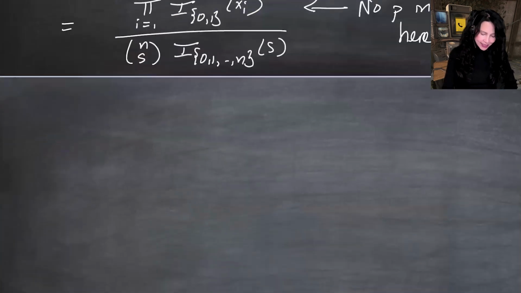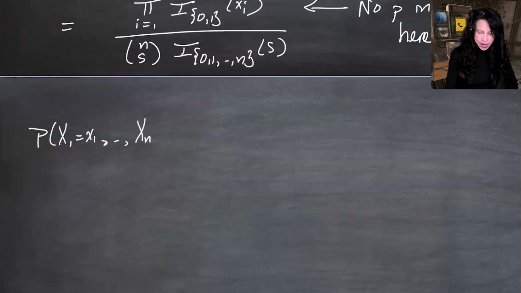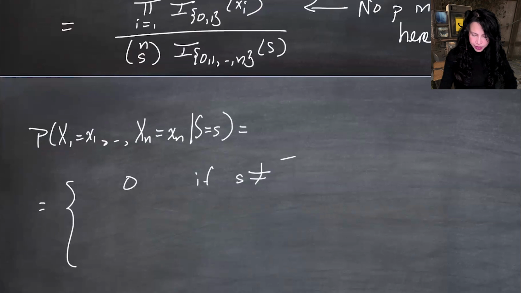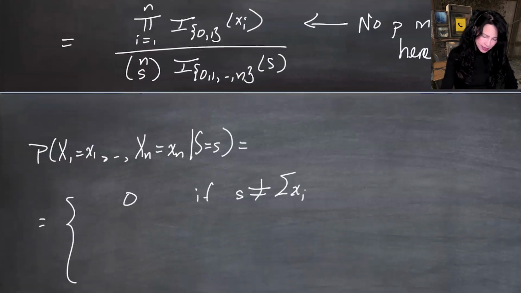So in conclusion, we looked at the probability that x1 equals little x1 out through xn equals little xn, given S equals little s, and we got 0 if little s does not equal the sum of the little x's, and then we got this thing. Let me copy and paste this.